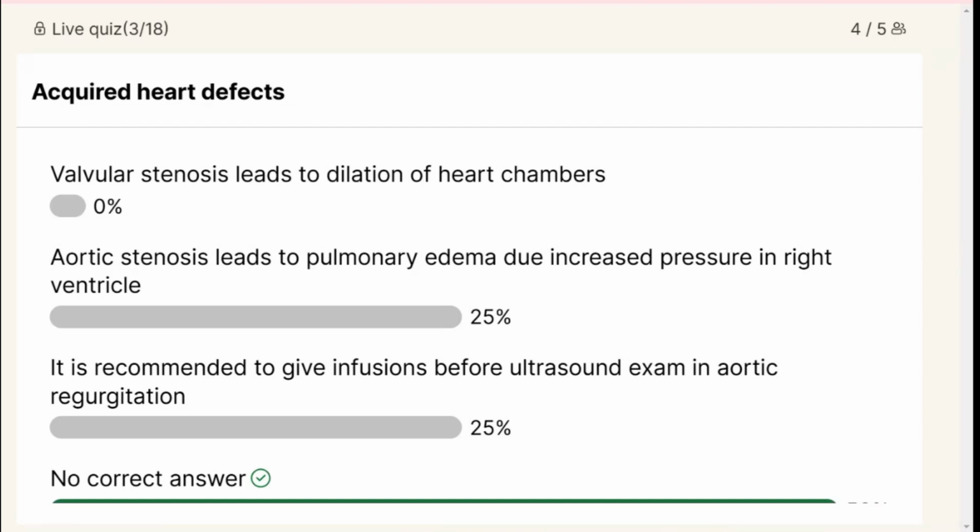Coming to the next one, again, if you do this, you might kill the person, because someone who has aortic regurgitation might be in a compensated state, and giving them a large infusion might be the push that causes an acute decompensation of the situation, and it could cause heart failure. So the right answer would be no correct answers. Any questions? Okay, we can go to the next one.